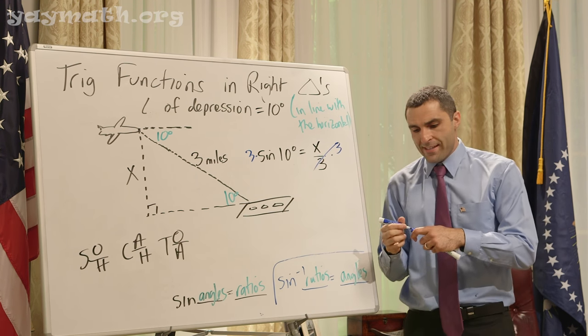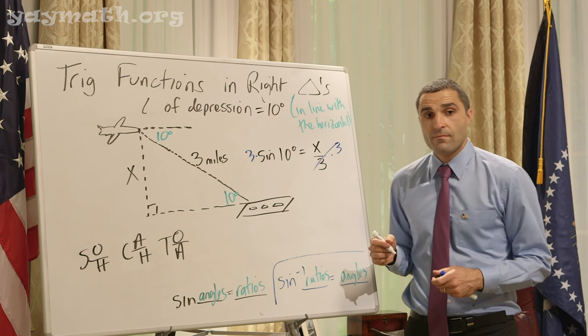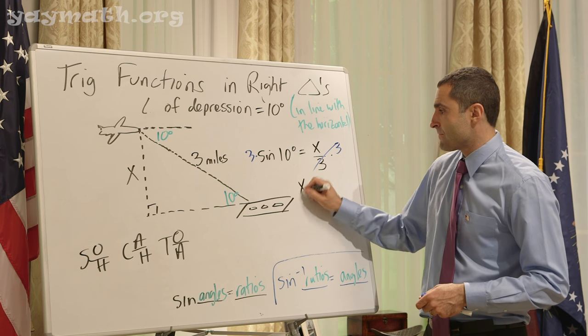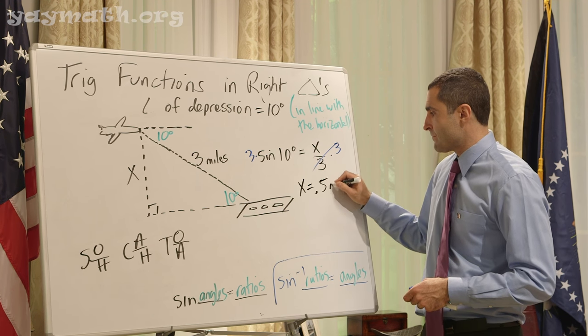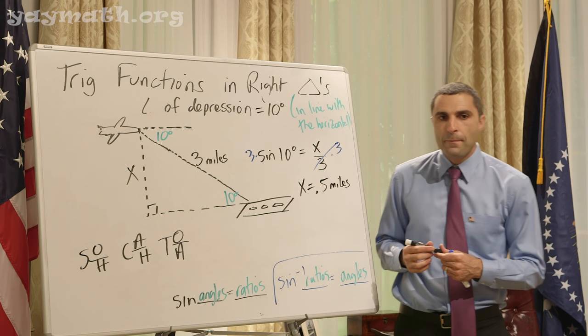Okay, what is the altitude of Air Force One? The altitude is 0.5. Yeah, I got 0.5, half a mile. That makes sense, right? A plane can be half a mile in the sky.